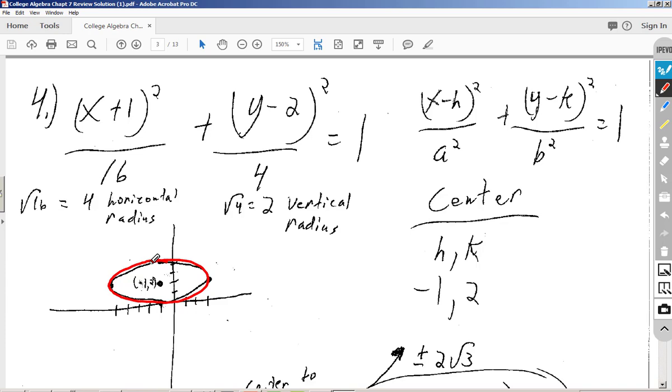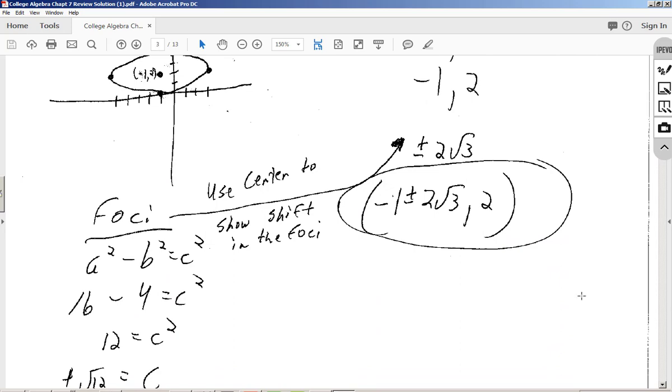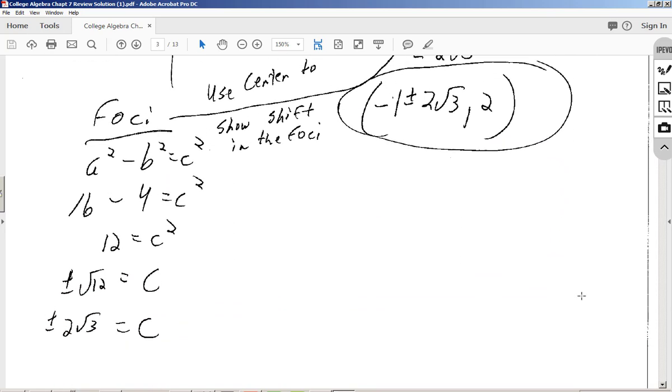So now I've got to find the foci. To find the foci, I use my formula. My formula says that a squared minus b squared equals c squared.